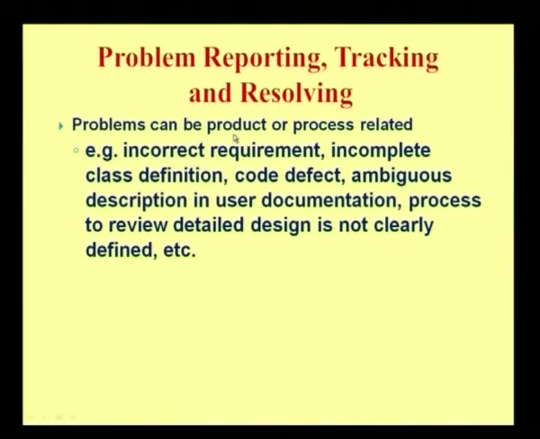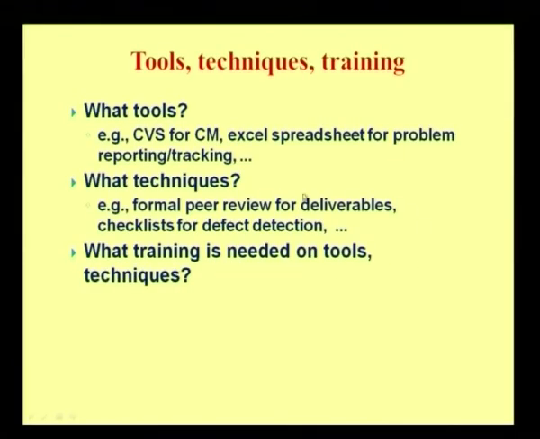Problems can be product or process related. For example, an incorrect requirement, incomplete class definition, code defect, ambiguous description in user documentation, or a process to review detailed design that is not clearly defined are some examples of process or product related problems. There might also be problems that come from the use of different tools or techniques, or the training provided as part of the development. What tools I use, what techniques I provide, and what training is needed on the tools and techniques for the end user community are also to be given highest importance.